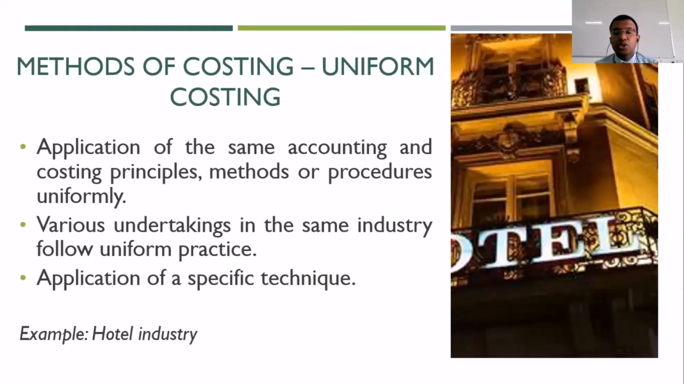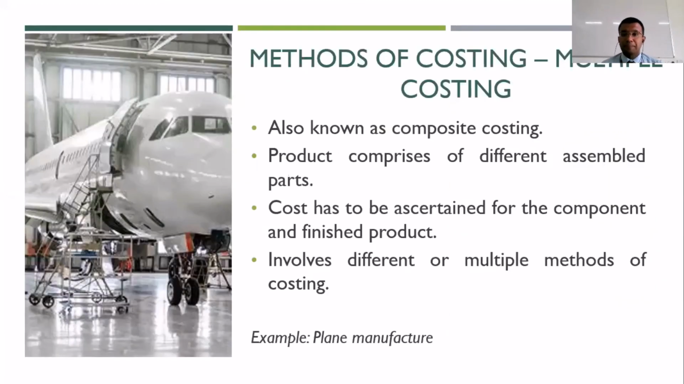Uniform costing is used by businesses which are similar in nature. They belong to a specific industry, and they would decide to stick to a specific practice of accounting, a specific practice of determining the cost. That is called uniform costing. Example, hotel industry.